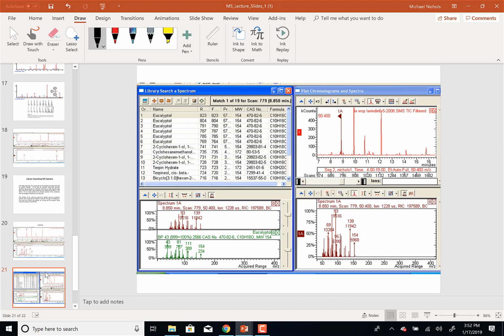Now if I wanted to, I'd buy actual eucalyptol and I would inject it into the GC. And if that eucalyptol came out at exactly that same temperature and gave me that exact spectrum, it's a positive hit. So then I can go through and say, okay, that component in the lavandin is eucalyptol. And so I could go through each one of those compounds and at least get an idea of what each one of those compounds is.